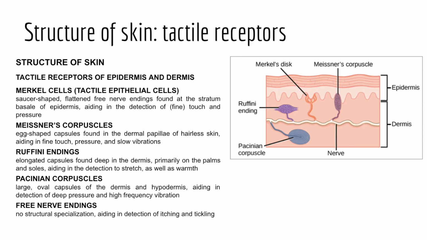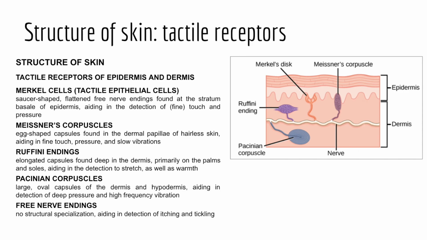We have Ruffini endings. This is a new topic. These are elongated capsules found deep in the dermis, found predominantly in our hands and on the soles of our feet. They're most sensitive to stretching that occurs as our digits or our limbs are moving, providing finger position when gripping objects. Ruffini endings also detect warmth.